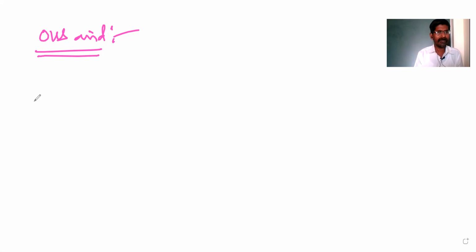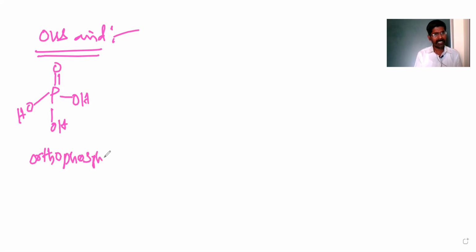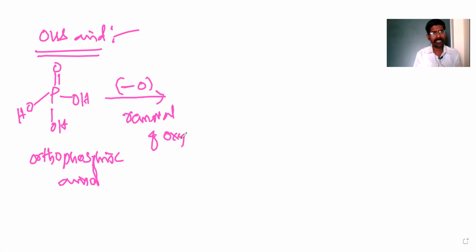First of all, here also the same thing: the reference compound is orthophosphoric acid. Here this one is the OH group, and here also an OH group. Now, from this compound you have to remove one oxygen atom. So this is the removal of an oxygen atom.